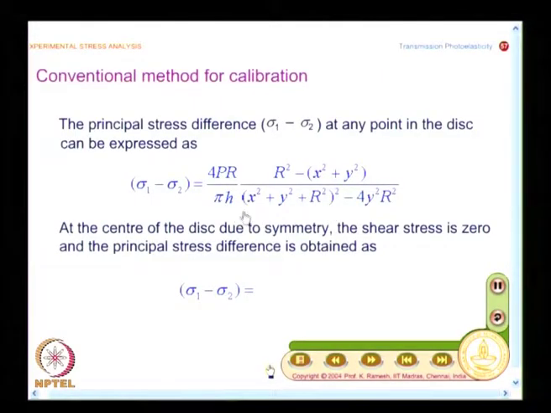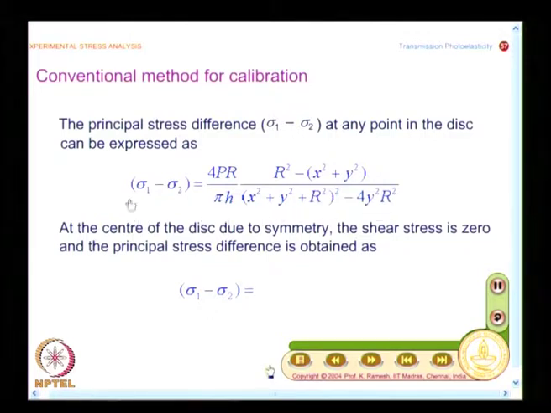At the end of the process you may get either 1 or 2 disks with stresses locked in. So, instead of just using the center which will give only 2 data points, you would like to augment the data points, and from that point of view also you need to find out a methodology which uses several data points from the field. So, keeping that in mind, I am going to have the expression of sigma 1 minus sigma 2 as a function of x comma y, and that is given as 4 p r divided by pi h into r squared minus x squared plus y squared divided by x squared plus y squared plus r squared whole squared minus 4 y squared r squared.